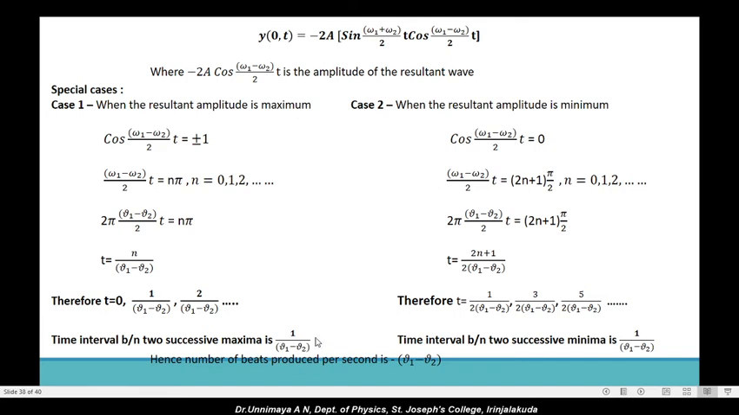Time interval between two successive maxima and minima means the time period, that is, time period is 1 by nu1 minus nu2. Time period is 1 by nu1 minus nu2 means frequency is nu1 minus nu2. That is, the number of beats or vibrations formed per second is nu1 minus nu2.